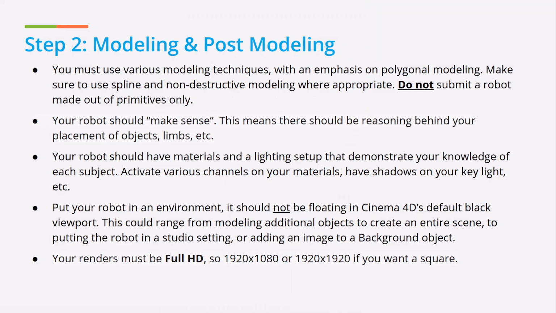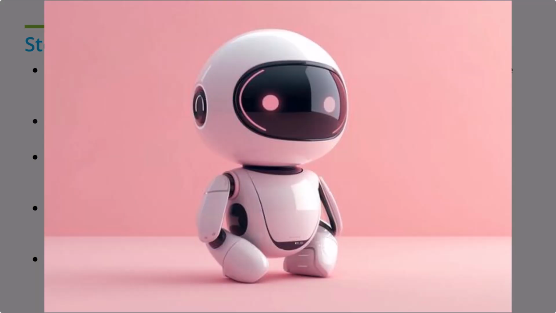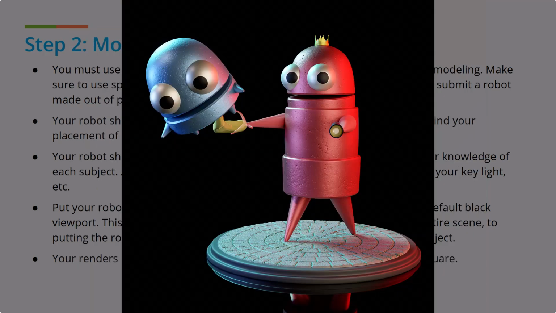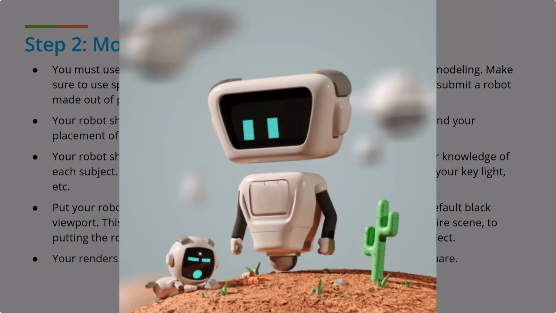Put your robot in some sort of environment. Up to you which one. Just don't leave them floating in Cinema's default black. You can have a background object or a studio setting. If you'd like, you can even model additional items to place around your robot to create a more full scene.